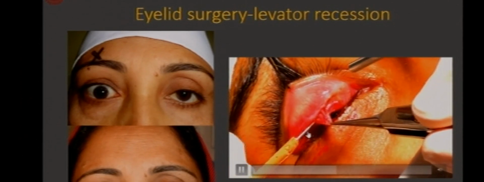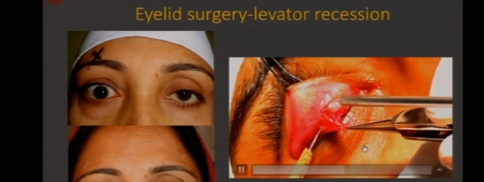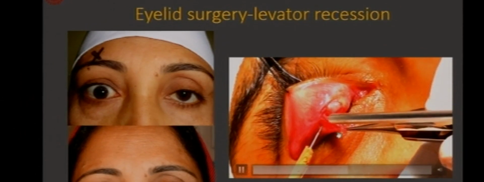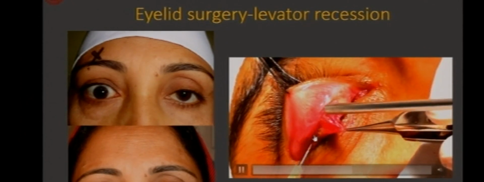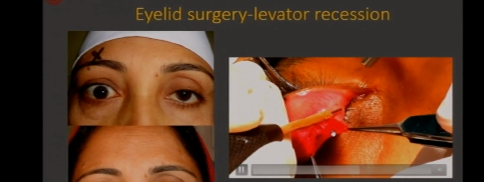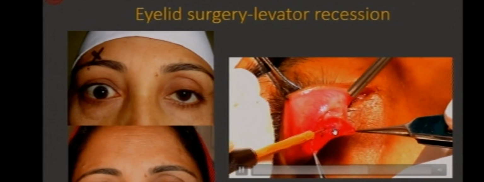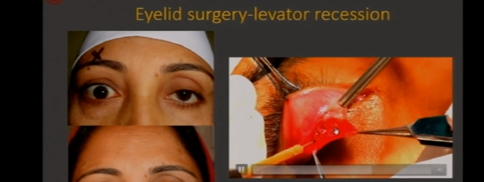Once that is done, you identify the levator aponeurosis, Muller's muscle complex, and incise it all throughout, specifically on the lateral part to take care of the lateral flare, which is quite prominent in thyroid patients, and again undermine it on the anterior surface of the levator. Basically, the aponeurosis becomes free anteriorly and posteriorly, so that it can now easily recess.